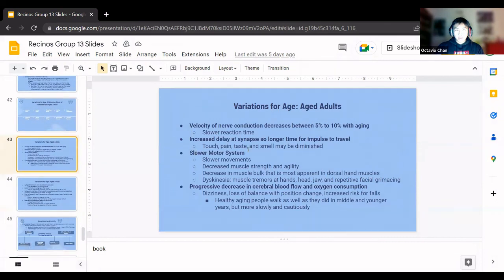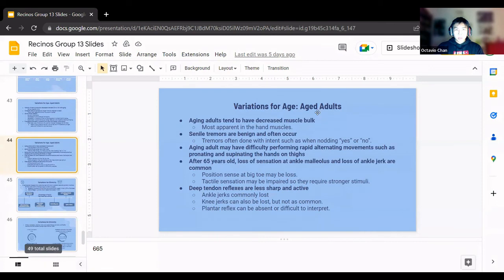Also in aged adults, the velocity of nerve conduction decreases between 5 to 10% with aging. There's also an increased delay at synapse, so there's a longer time for impulses to travel. They also have a slower motor system, and there's also a progressive decrease in cerebral blood flow and oxygen consumption. Aged adults also have decreased muscle bulk. They also have senile tremors, which are usually benign and often occur with intention. Aging adults may have difficulty performing rapid alternating movements, such as pronating and supinating the hands on thighs.